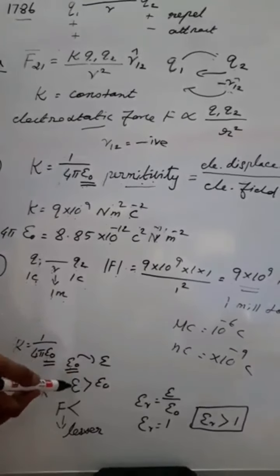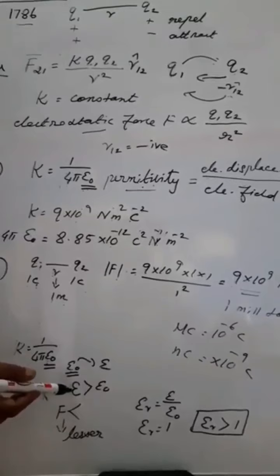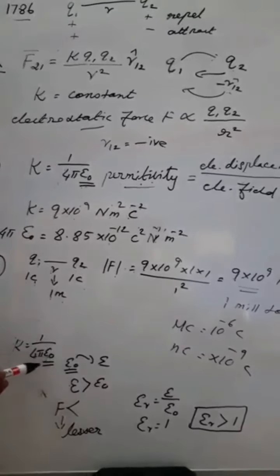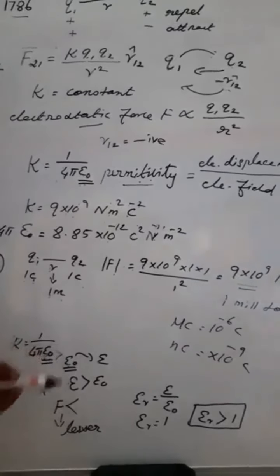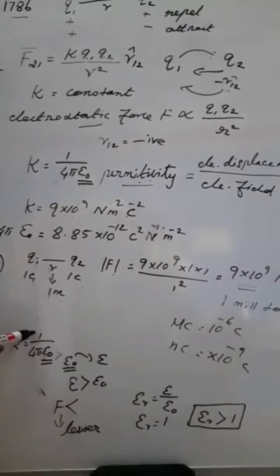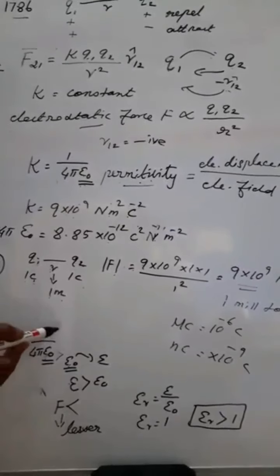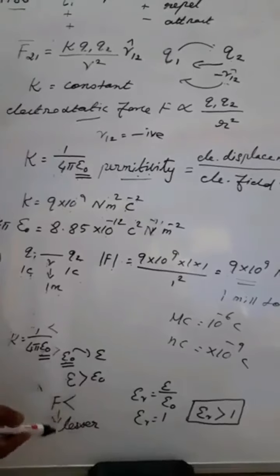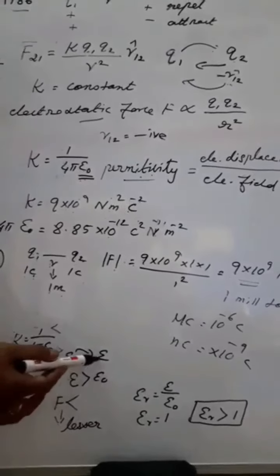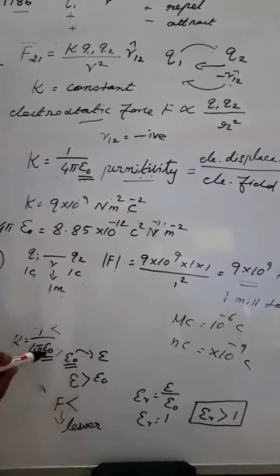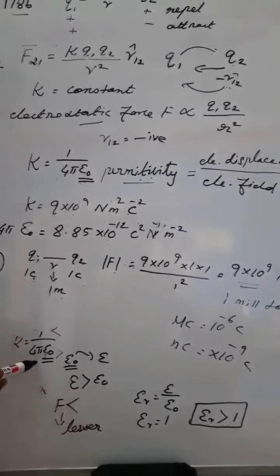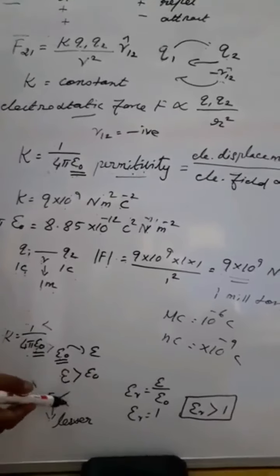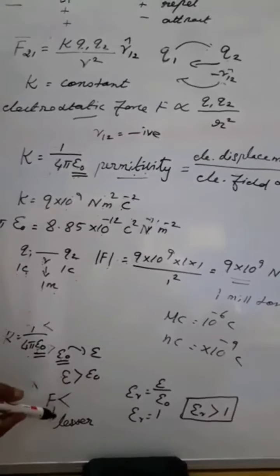So, when we substitute some other permittivity epsilon instead of the epsilon naught value, the denominator value is large and the numerator value is small, which means the force is much lesser. That's why we said the permittivity epsilon of other media is greater than epsilon naught. The force between two charges in a medium is always lesser than that in vacuum.